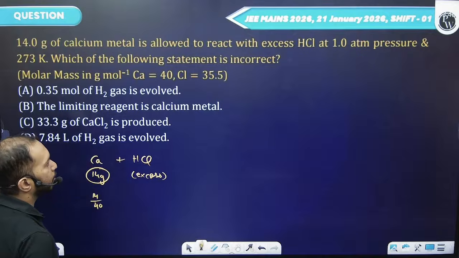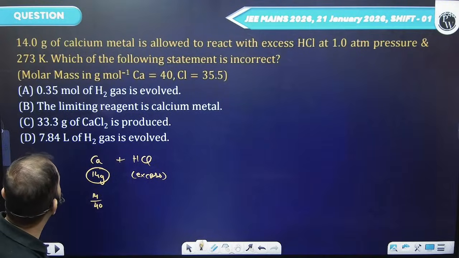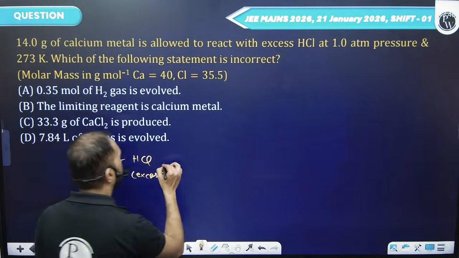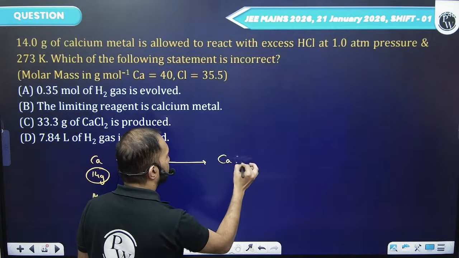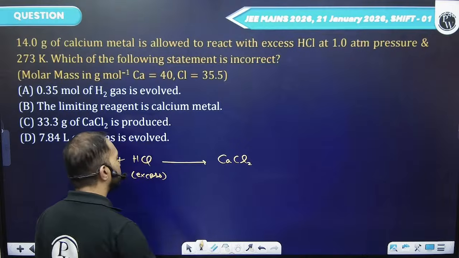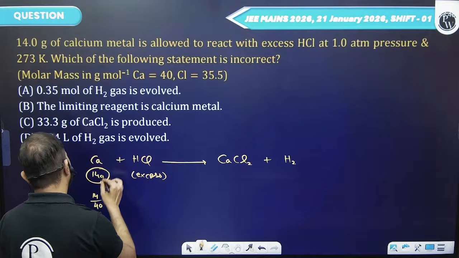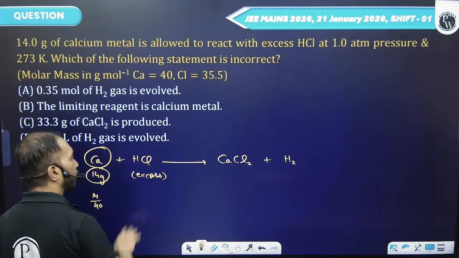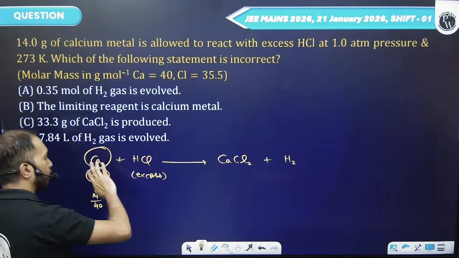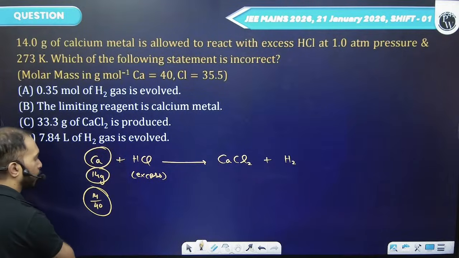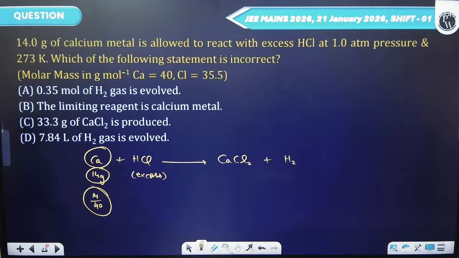Next, what is said? It is reacted with HCl at 1 atm pressure and 273 Kelvin. Then some statements are given. We have to see whether they are correct or not. What will be the product? CaCl2 plus hydrogen gas. Okay. So it's a question on limiting reagent. Limiting reagent is calcium. If you want to calculate the moles of CaCl2, if you want to calculate the moles of hydrogen produced, you have to go with respect to the number of moles of the limiting reagent, right?